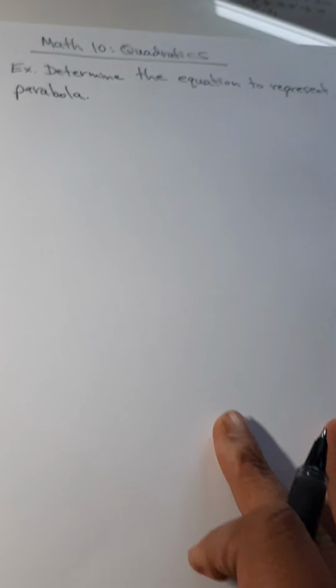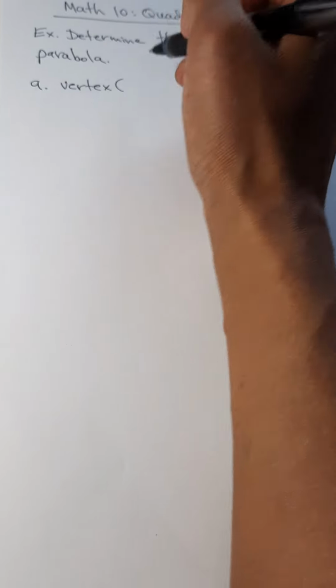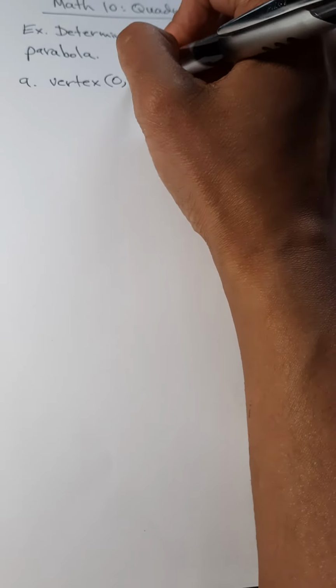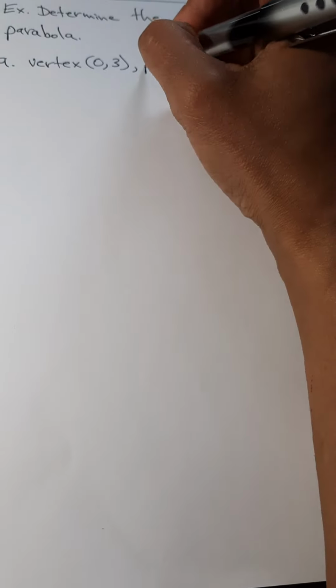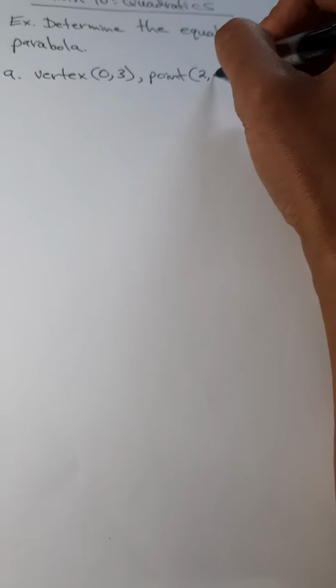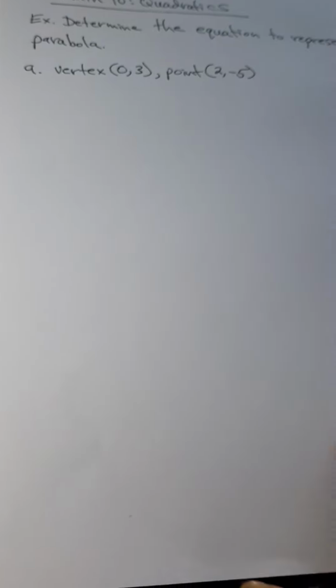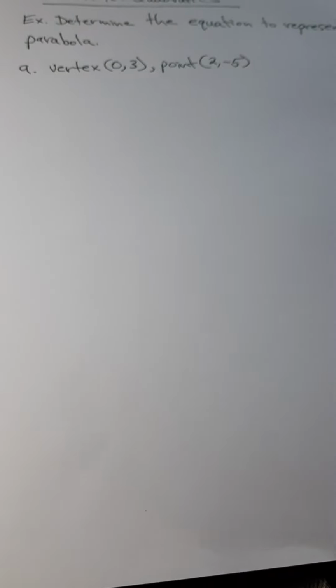And what we're doing today is just taking some questions from the review section at the end of the textbook here. So let's try A. What's given to us is basically the vertex of the parabola. The vertex is given as (0, 3). Then there is also a point that is given on the parabola, and the point is (2, -5). So this is our question. We're going to be looking for the equation of the parabola.